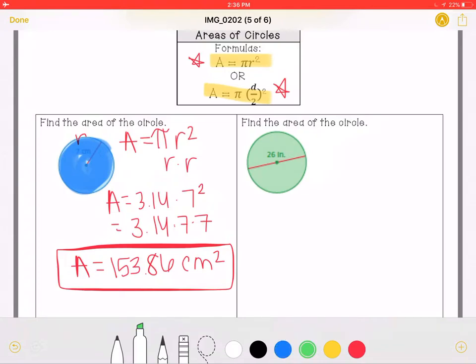All right, let's look at this green circle to the right. Now we have 26 inches that's given to us. That is going from one end through the center to the other end. So this right here is our diameter. We're going to use the formula, if you want to, that gives you the diameter. So we can write that down.